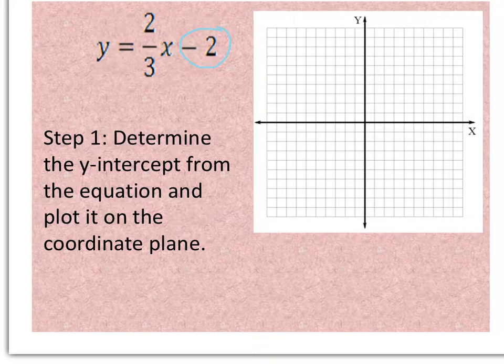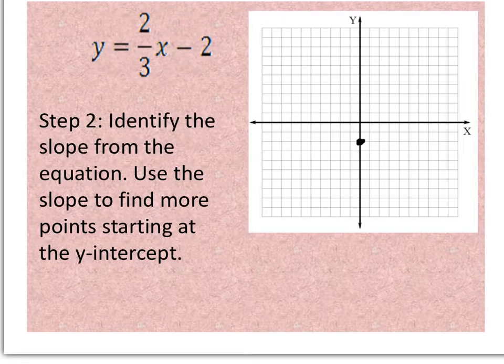Since we found what our y-intercept is, we can then plot it on the coordinate plane. So we know that our y-intercept is at -2, so we go to our y-axis and we go down to -2. And we plot a point. Okay? All right, so now let's go to step 2.